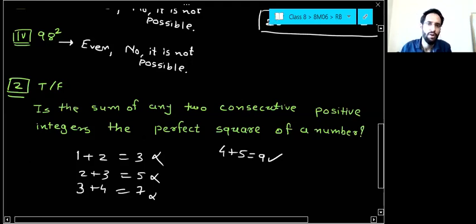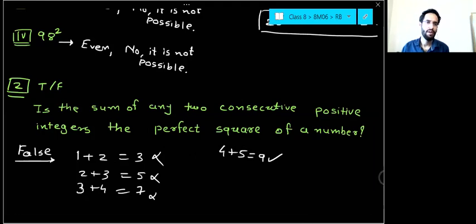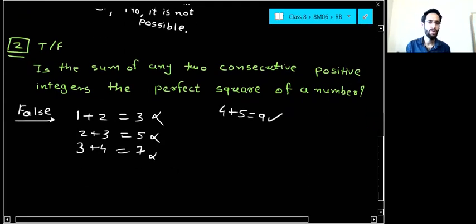Okay, so is the sum of any two consecutive positive integers a perfect square? My answer should be false. And why is it false? Because it is not true for all. It is true for only a few. Everyone got this? Yes, sir.